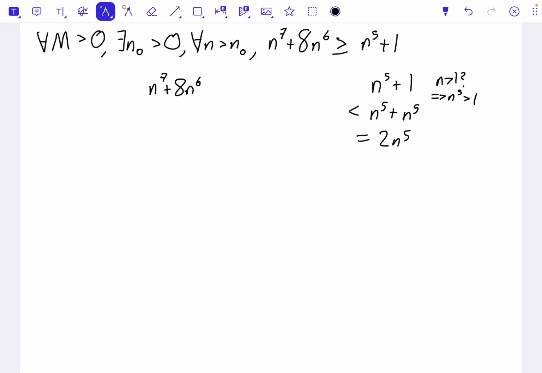Okay, let's see. We gotta find a simplified side that is less than the original side. Can we use the drop unneeded terms trick? Yeah. n to the power of 7 is less than n to the power of 7 plus 8n to the power of 6. I guess this depends on the assumption that n is greater than 1?